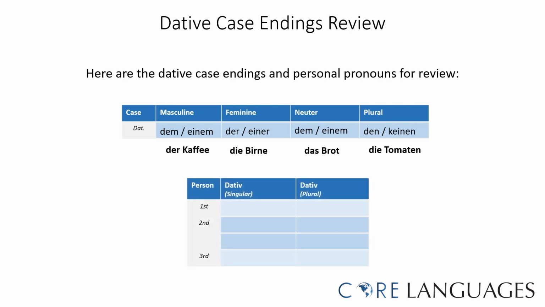If a person is the indirect object in a sentence, the personal pronouns change to mir, dir, Ihnen, and ihm, ihr, ihm. Me, you, formal you, him, her, and it. Uns, euch, ihnen, Ihnen. Us, you, formal you, and them.